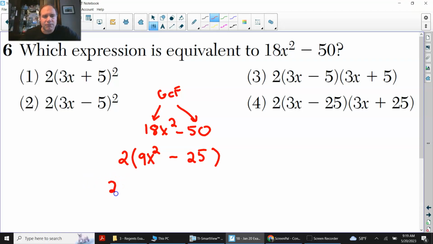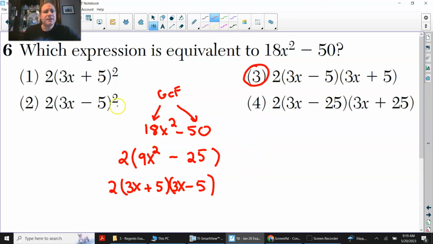So we're going to go ahead and set up two sets of binomials, just like this. And we're going to ask ourselves, what times what equals 9? It's the same number, 3x times 3x equals 9x squared. And then we're going to ask ourselves, what times what equals 25? It's a perfect square. So 5 times negative 5. And that is it. We could tell right now that 3 is your answer.